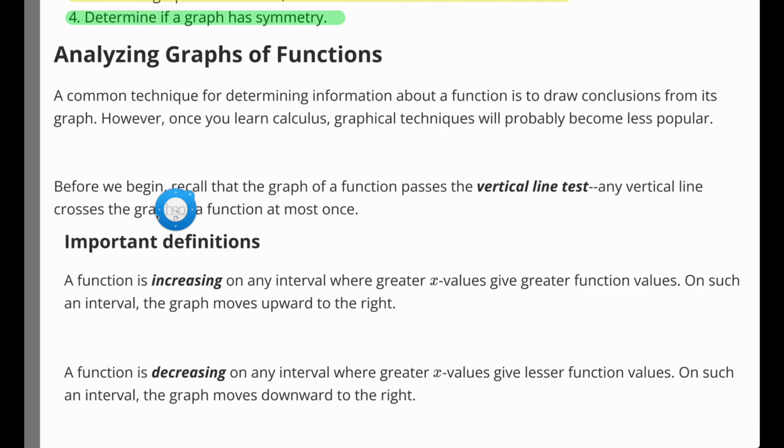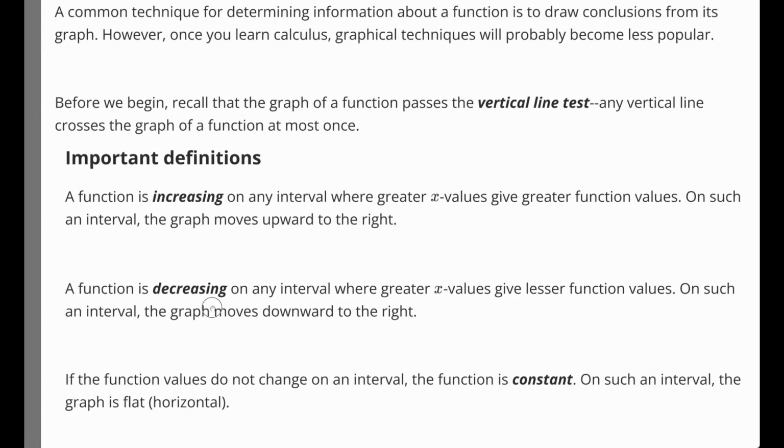Before we begin, recall that the graph of a function passes the vertical line test. We went over this in the last video. Any vertical line crosses the graph of a function at most once. Otherwise, it's not a function. So we kind of talked about this before. If you have points that stack vertically, automatically it's not going to be a function if that happens.